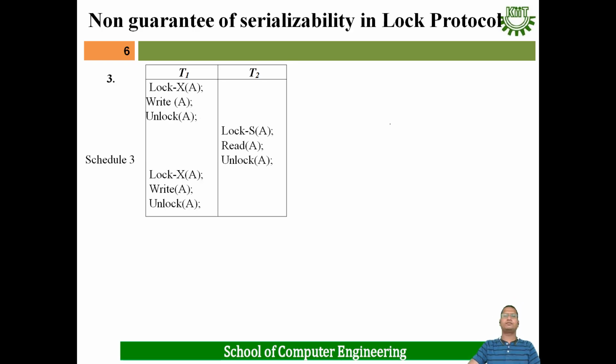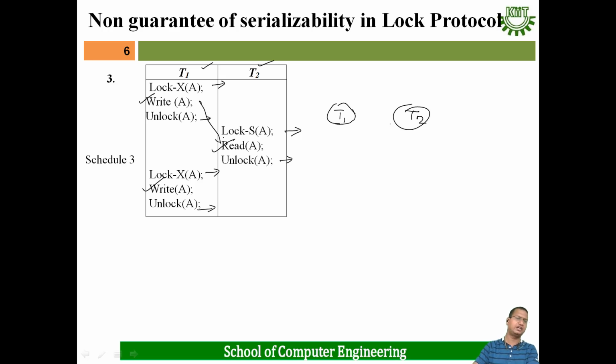Then, non-guarantee of serializability in lock protocol. Suppose two transactions are there, T1 and T2. Here a write A operation is there, here a read A operation is there, and here a write A operation is there. Then we can apply the locks in this way: lock X on A, then unlock A, lock S on A, unlock A, lock X on A, unlock A. That means we can correctly apply the lock protocol. But in this case, just see T1 and T2. Among T1 and T2, is there any conflicting operation? Write A and read A.